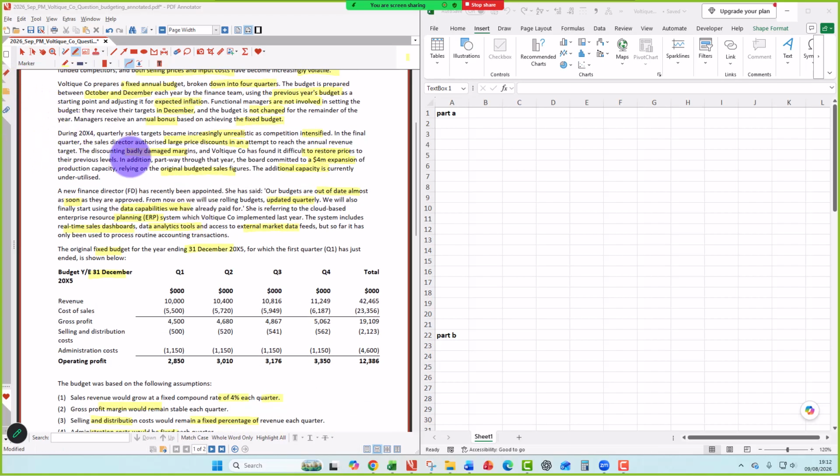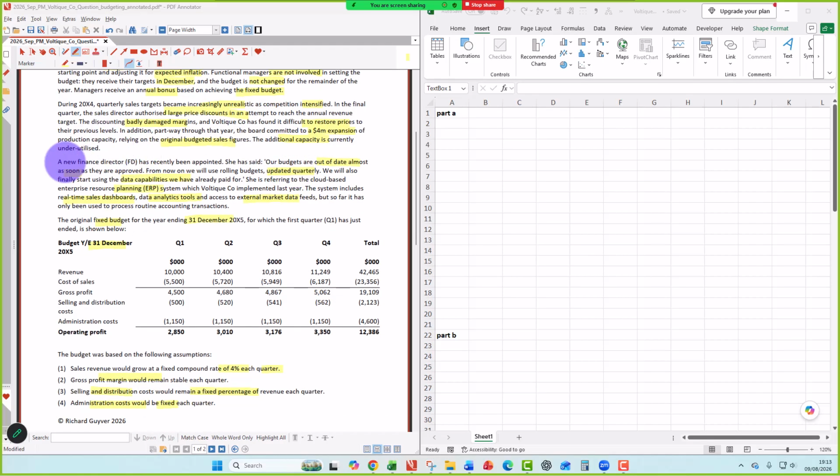And then we've got this next bit here. Again, do look out for this. If it gives an example of a problem, something's gone wrong, that's a really important thing to try and pick up in our narrative. So here we've got that the targets became unrealistic because of competition. And what happened? The sales director introduced a large discount. So that's damaged margins and has made it harder to bring those prices back up to the level they were before. So one big problem there. And the second problem is this 4 million expansion, which was based on original budgeted sales, didn't take into account all of these changes. And so that capacity, the 4 million expansion, is effectively wasted, or at least in part wasted.